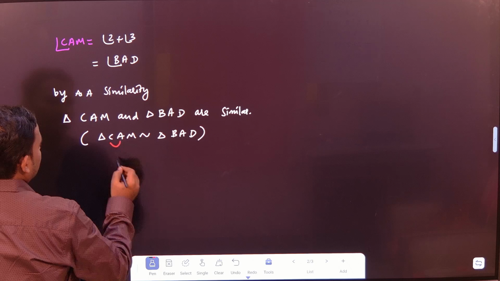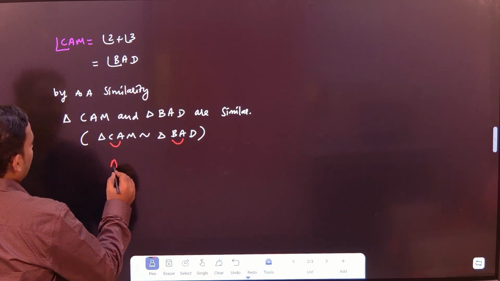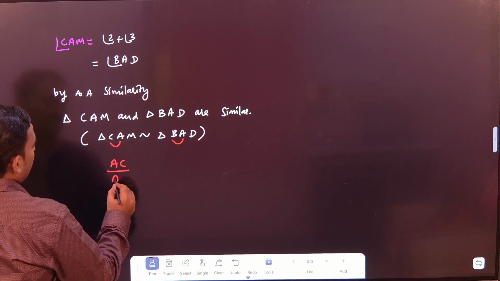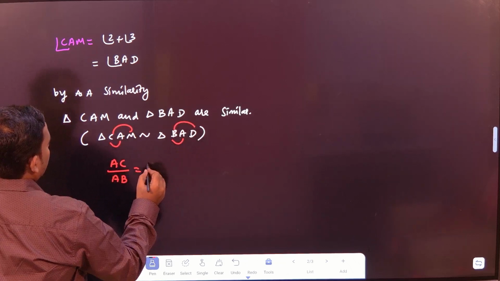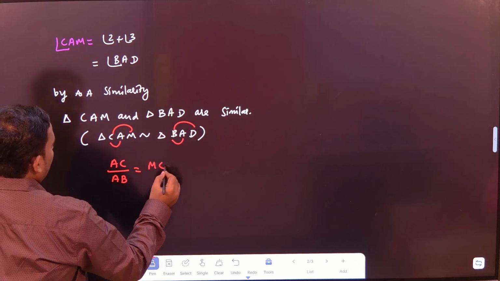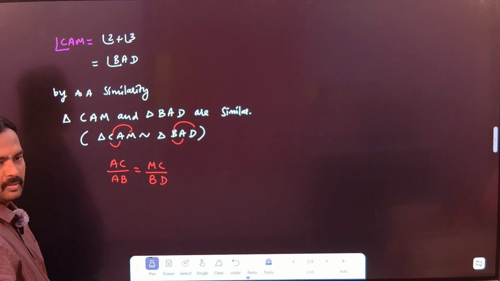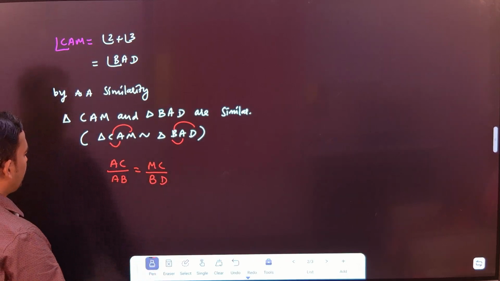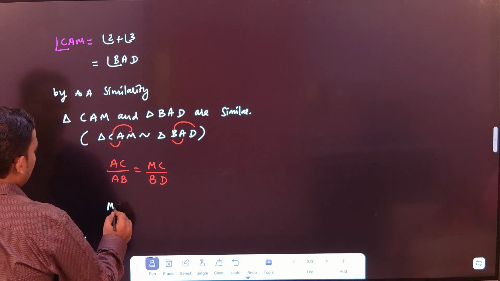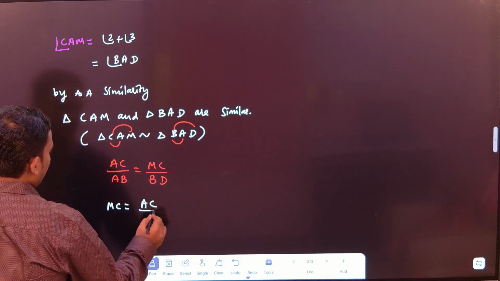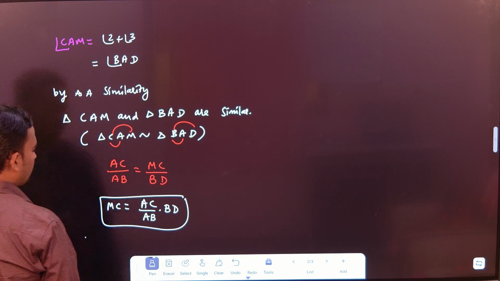You can use that idea here. So first you can take AC corresponding to AB, right? So AC by AB you can write. And the first and last you can take. First is what? MC divided by BD. Because corresponding sides are proportional, right? So from this, what we conclude? MC is equal to what? AC by AB into BD. Clear? This is the first one.